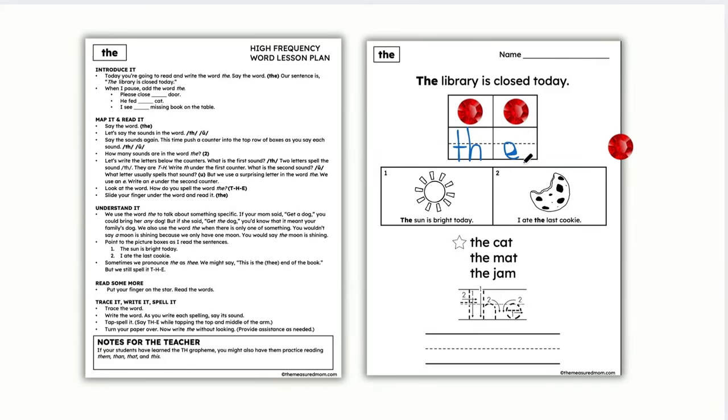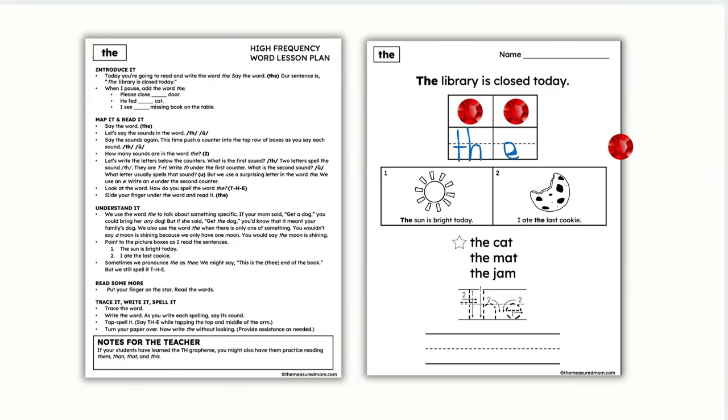Now it's very important that we focus on the meaning of the word. So I would tell my students, we use the word the to talk about something specific. If your mom said, get a dog, you could bring her any dog. But if she said, get the dog, you'd know it meant your family's dog. We also use the word the when there's only one of something. You wouldn't say, a moon is shining because we only have one moon. You would say, the moon is shining.